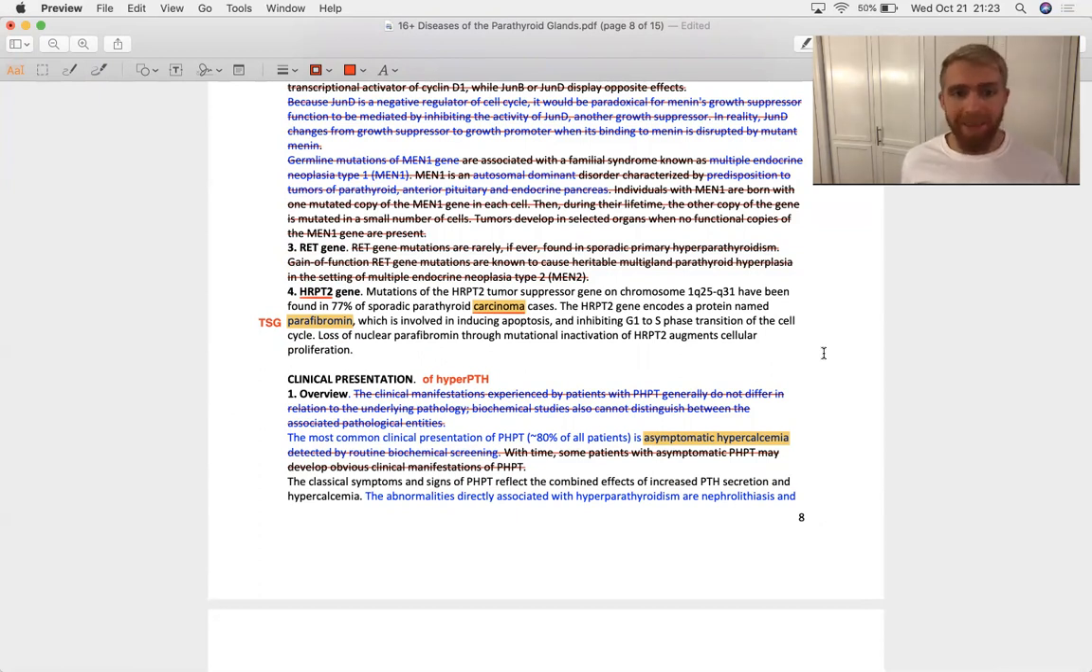Then finally, if you have a malignant cancer of the parathyroids, it'll be your HRPT2 gene. 77% of sporadic parathyroid carcinomas, so a big strong correlation there. The protein's name is parafibromin, and it is a tumor suppressor gene.